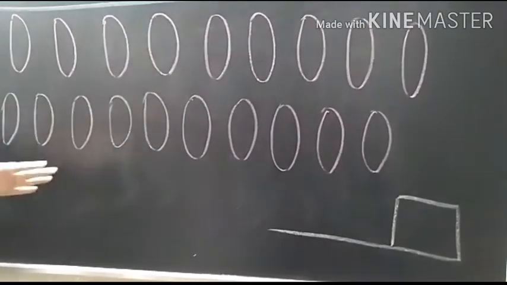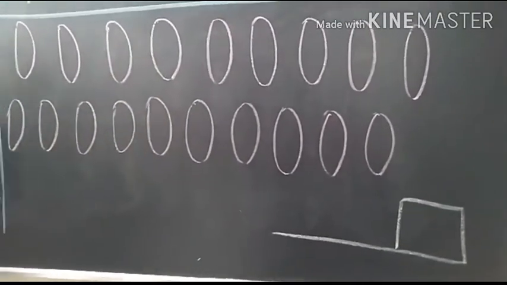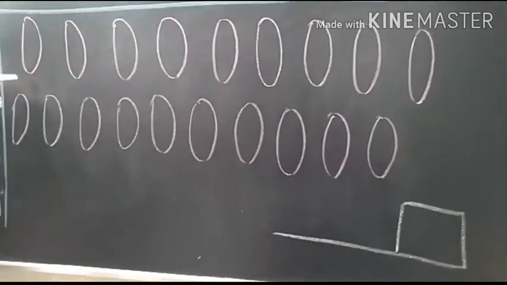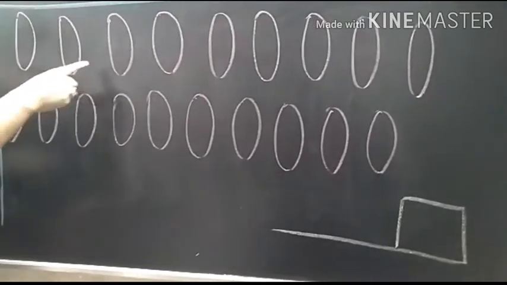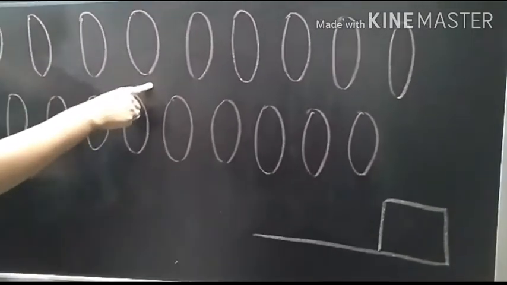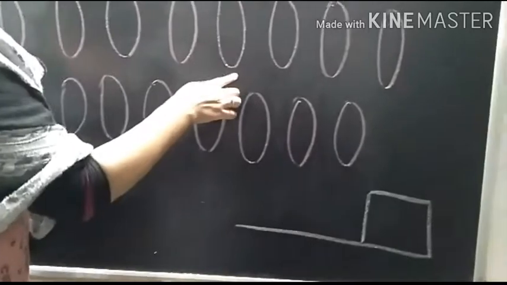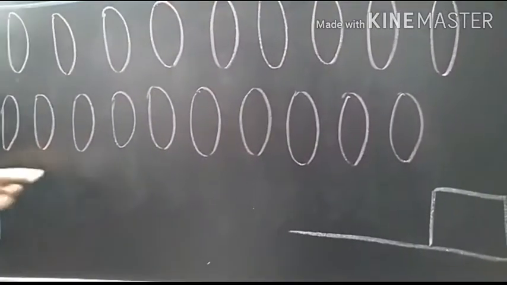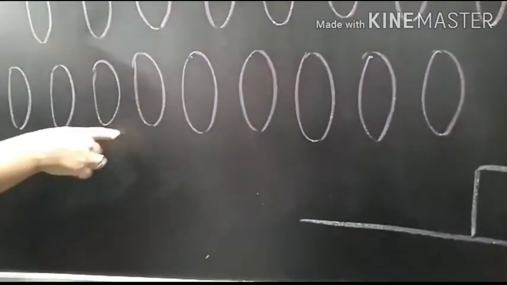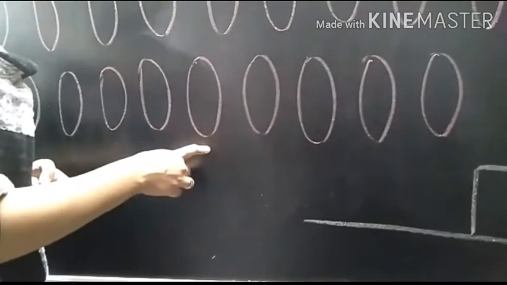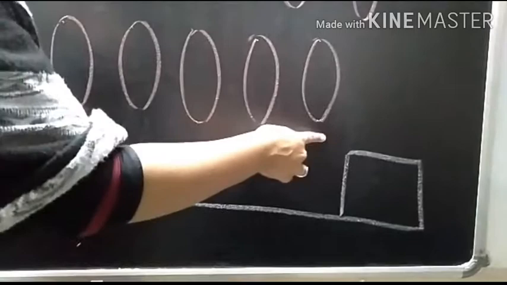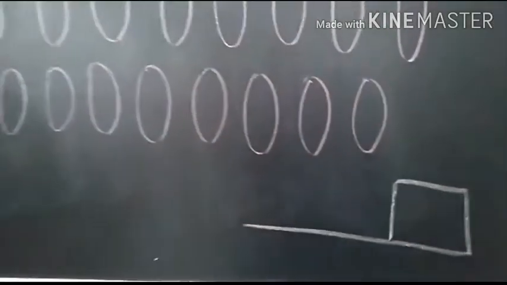Now there are some ovals given here, right? There are so many ovals here. Come on, let's start counting it. 1, 2, 3, 4, 5, 6, 7, 8, 9, 10, 11, 12, 13, 14, 15, 16, 17, 18, 19. Come on, we'll count it again.